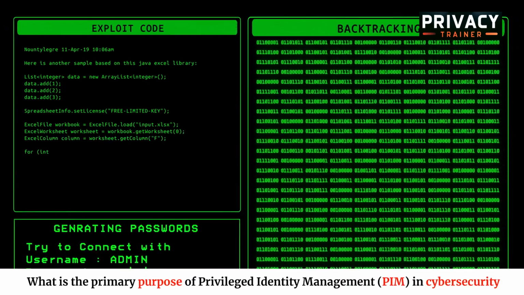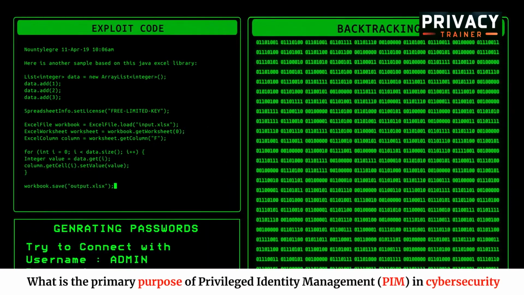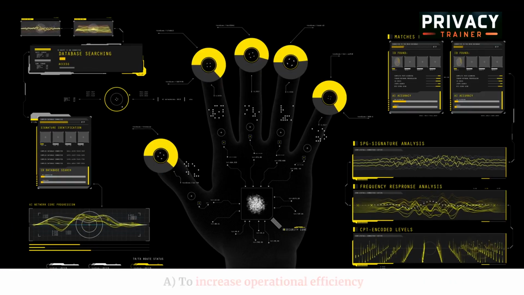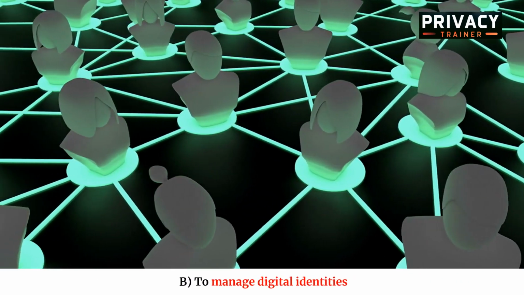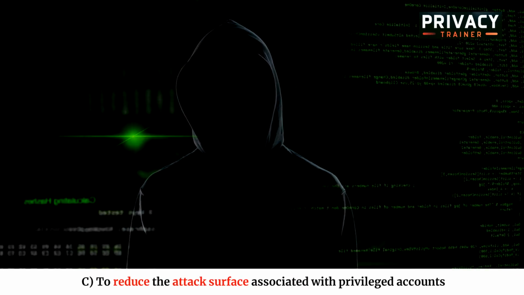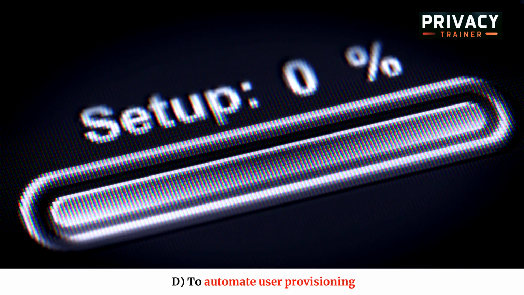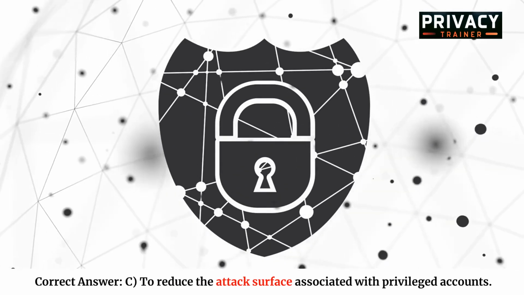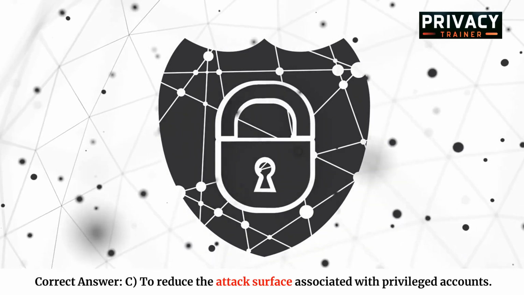What is the primary purpose of Privileged Identity Management, PIM, in cybersecurity? A. To increase operational efficiency. B. To manage digital identities. C. To reduce the attack surface associated with privileged accounts. D. To automate user provisioning. Correct answer: C. To reduce the attack surface associated with privileged accounts.